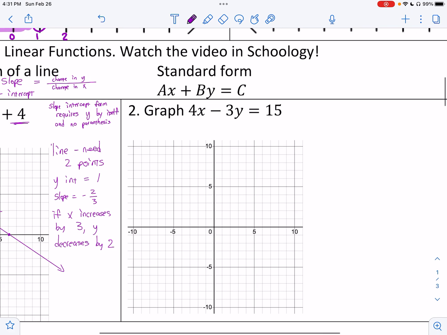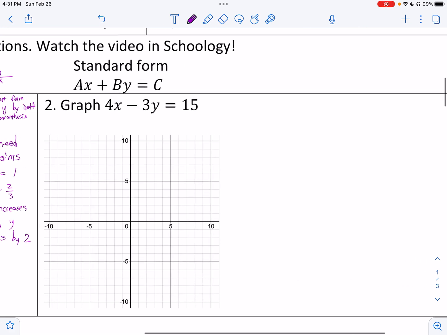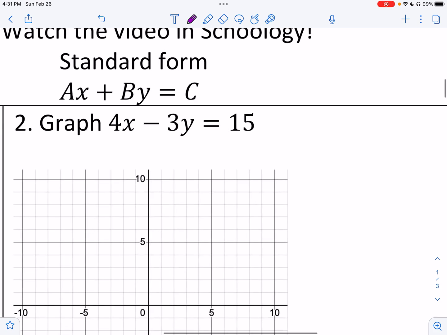Okay, so then if a line is in standard form, so that's when we have something times x plus something times y equals some other number. This could also be a minus, or it could be something y. So it could be ax minus by like it is on this problem, or by minus ax. Any of those are standard forms.